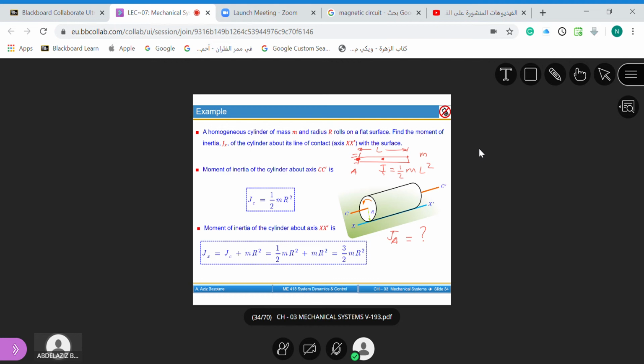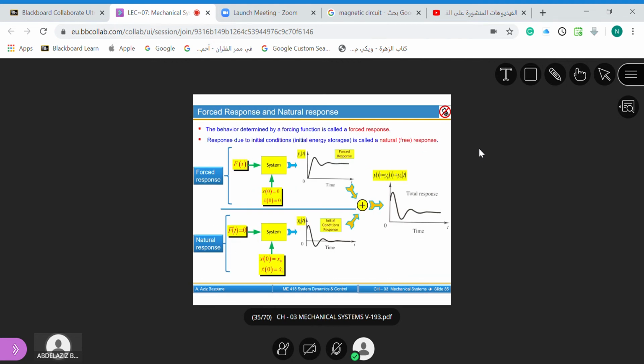So if we apply the rule here, it will be Jg plus M times the distance squared, and the distance will be L over 2 squared. So at the end of the day, this will be 1 over 12 ML square plus ML square over 4, and this will give you 1 over 3 ML square. So Ja, the mass moment of inertia about A, will be 1 over 3 ML square. Nobody answered this question.